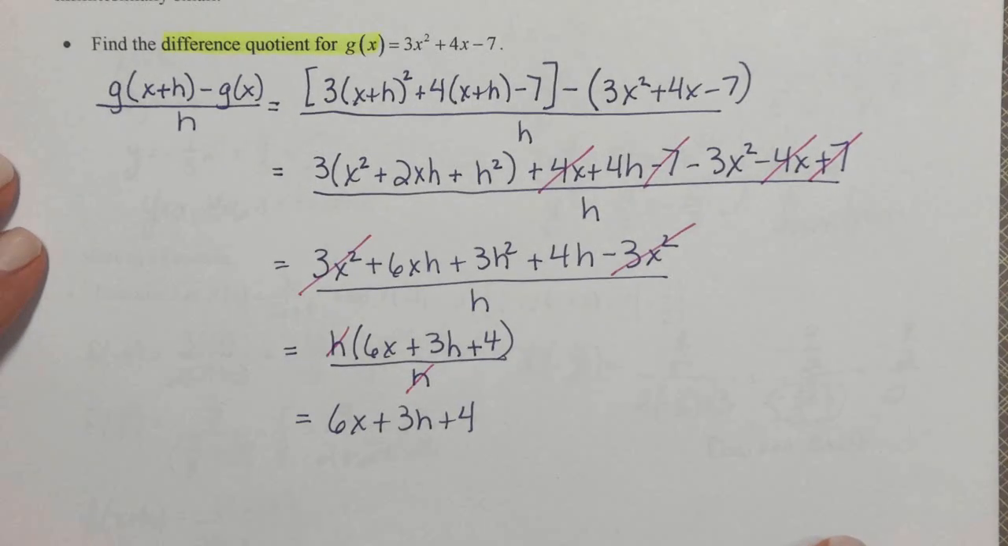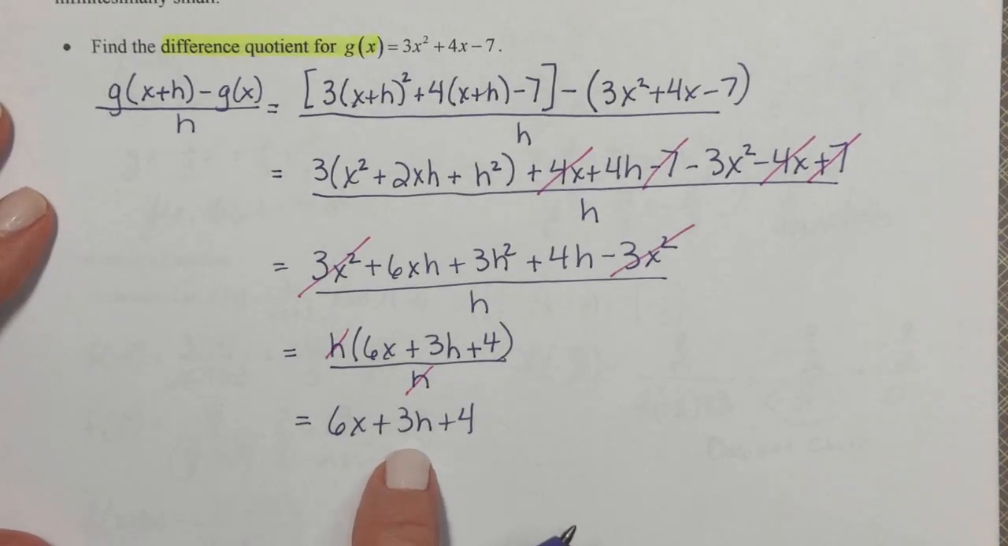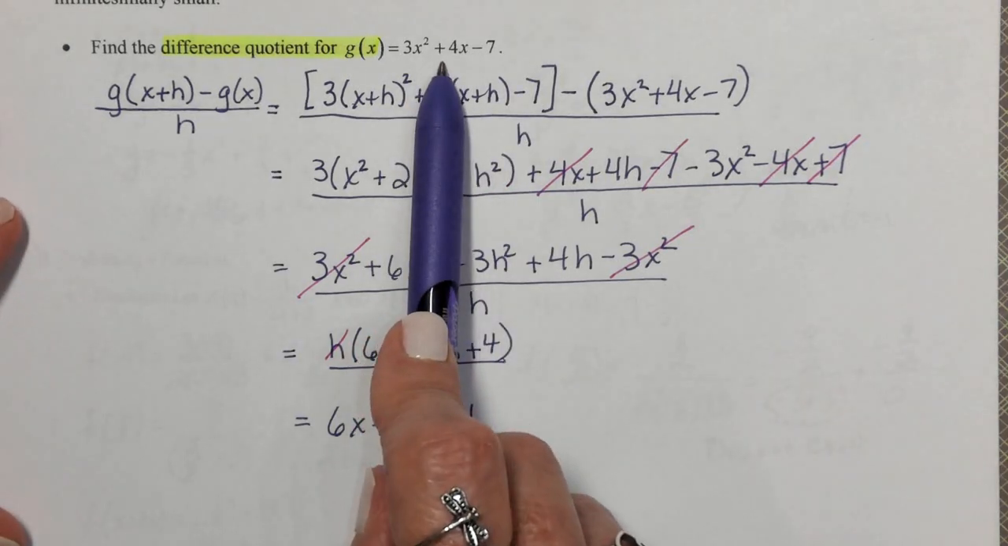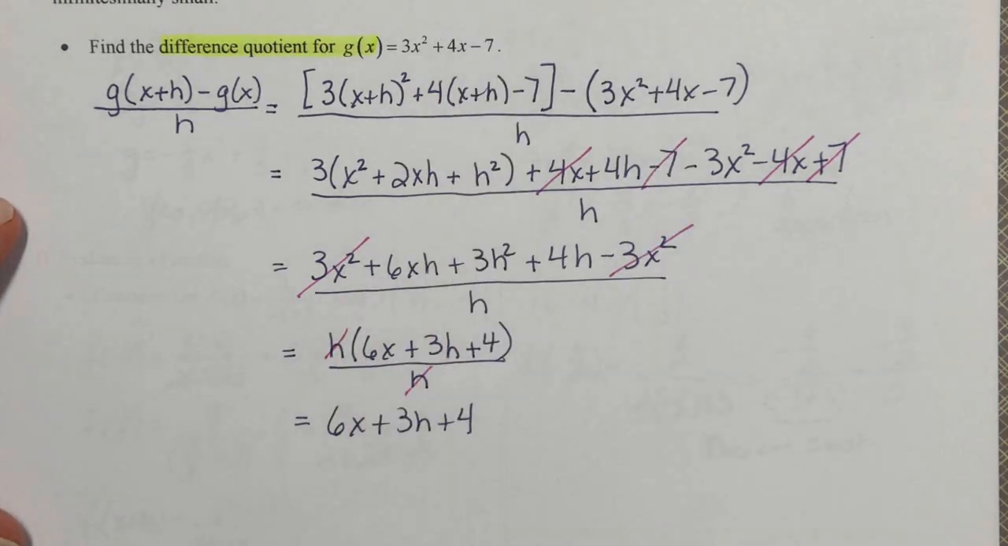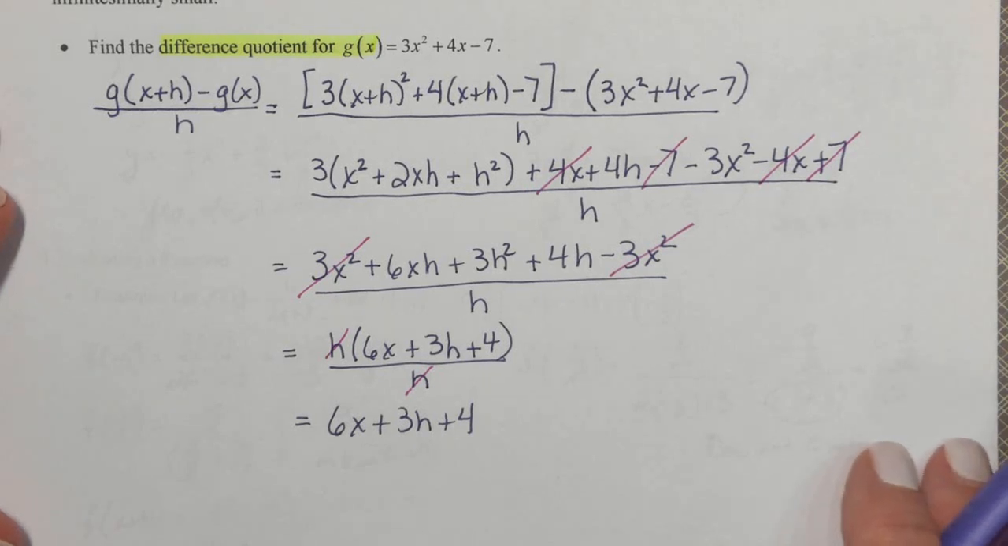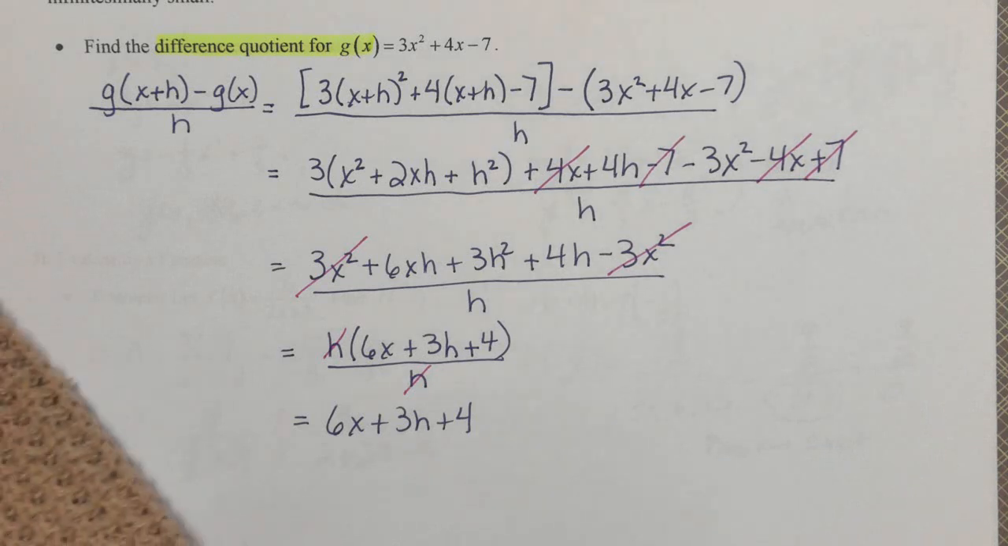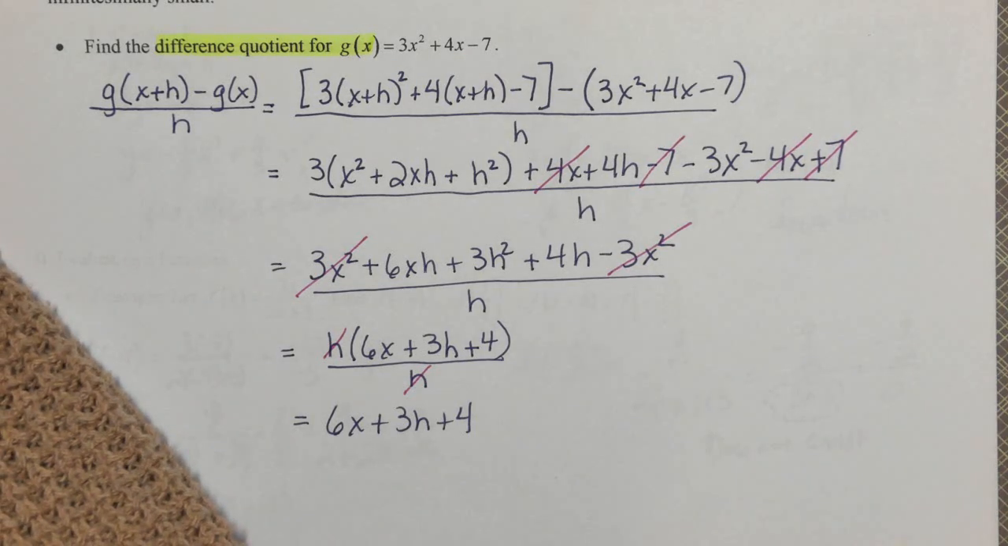So I have a question for you. What happens now if h is infinitesimally small? If h is extraordinarily small, so close to 0 that it's almost 0, then this becomes just 6x plus 4, and that is the derivative of that function. So a little sneak peek into calculus on day 1 of precalculus. That's difference quotient. That ends our quickie review of functions.